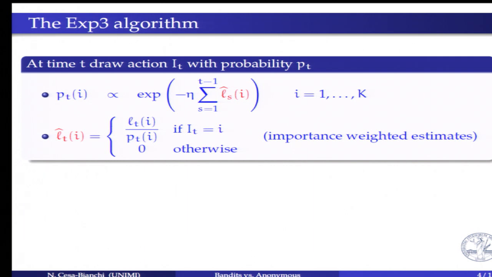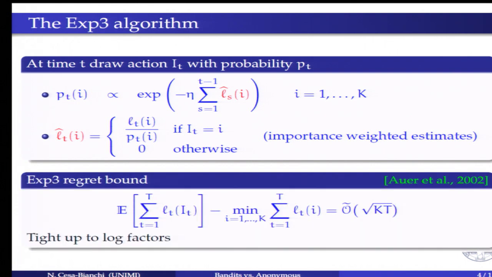There's a very sweet analysis of this algorithm that shows that in expectation with the randomization of the player, according to these exponential weights, the regret with respect to the single best action is bounded by a square root of the number of actions and the length of the horizon. This is tight up to log factors. This is pretty well known, a standard.